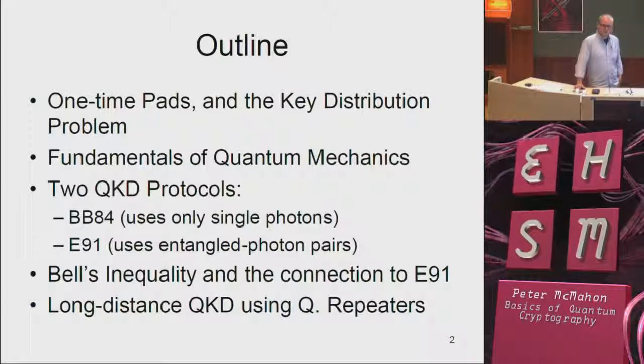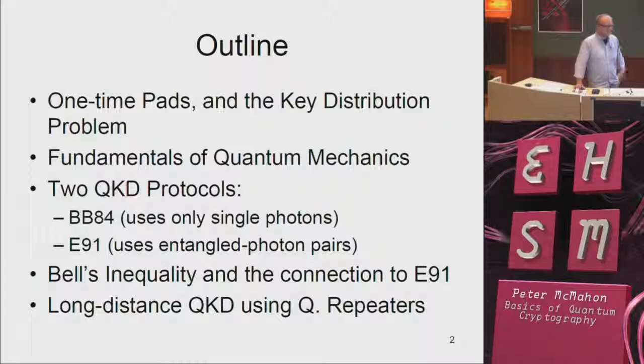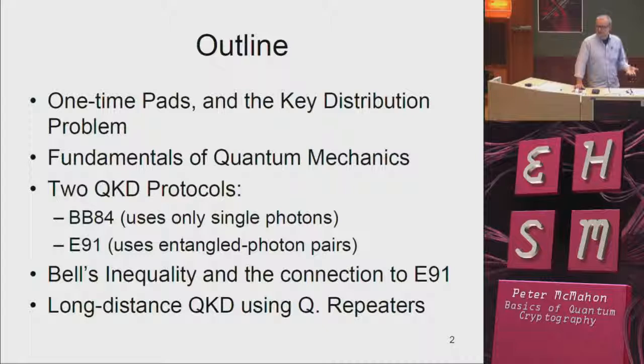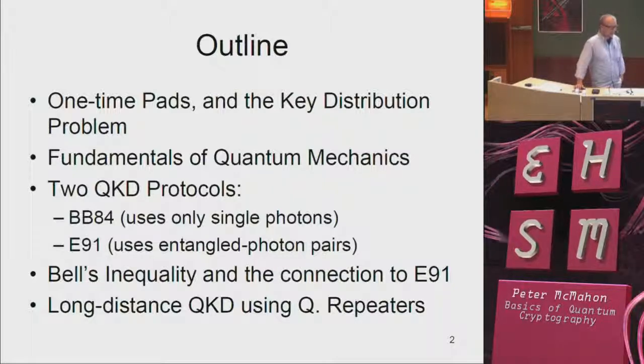Then I'm going to talk about another protocol from Ekert in 1991, and this protocol works basically in a similar way to BB84, but it uses another property of quantum mechanics that I'll introduce called entanglement. This is also a cool demonstration of some feature of quantum mechanics that's not really present in the classical world, but that somehow allows us to do some neat information processing task. I'll also talk a little bit about Bell's inequality and the connection to the Ekert 91 protocol.